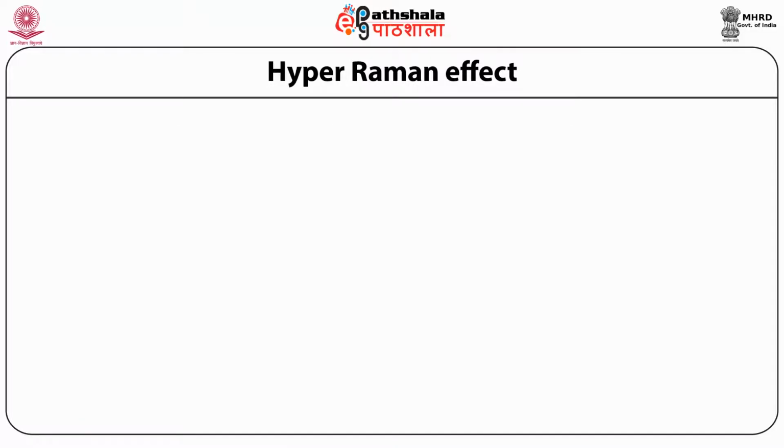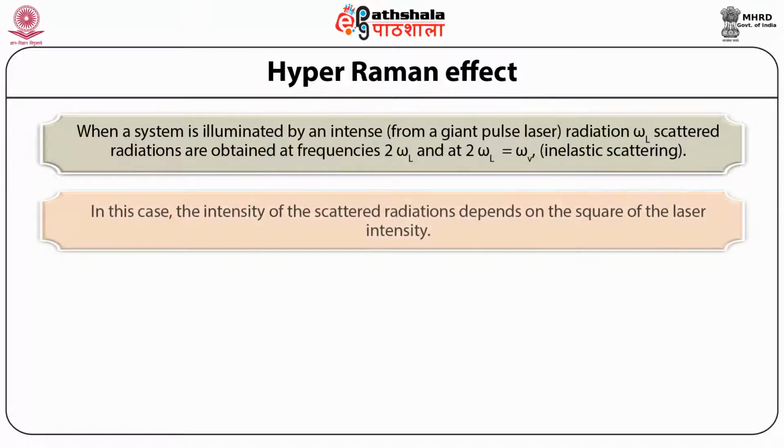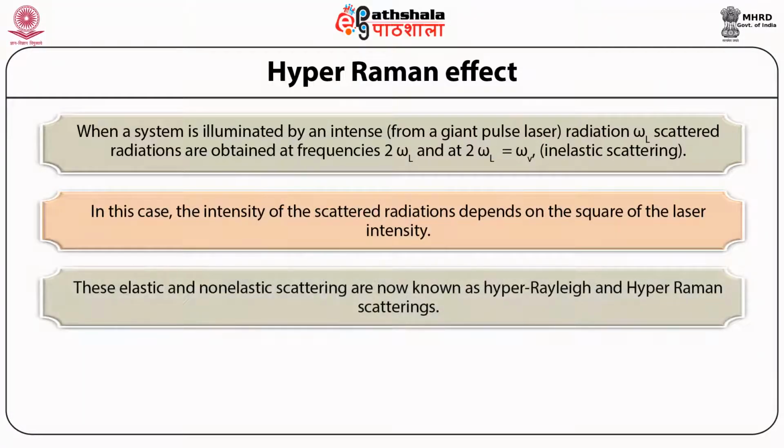Coming to hyper Raman effect, when a system is illuminated by an intense radiation from a giant pulse laser, say a ruby laser or YAG laser, of frequency omega_L, scattered radiations are obtained at frequencies 2 omega_L and 2 omega_L plus or minus omega_v, and this is inelastic scattering. In this case, the intensity of scattered radiations depends on the square of the laser intensity. These elastic and inelastic scatterings are known as hyper-Rayleigh and hyper-Raman scatterings.